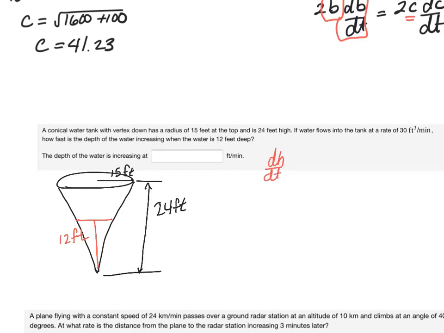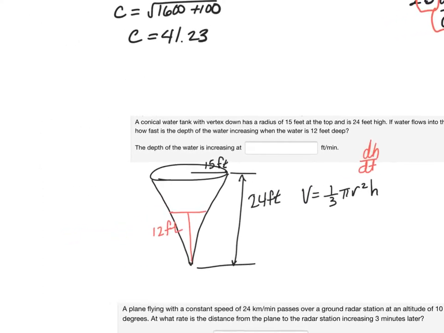We have the volume of a cone, which is 1/3 pi r squared h. We want dH/dt, so we don't want the r there. We are also given dV/dt. So we're going to have to get a replacement for r, and the way we're going to do that is to look at our cone here.